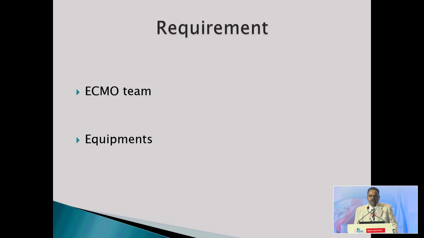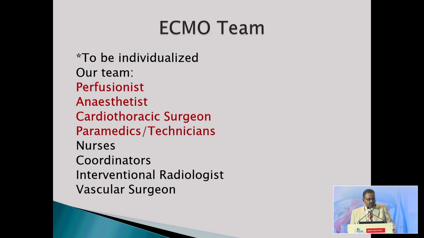The requirement can be broadly classified as the ECMO team and the equipments needed for transfer. For the ECMO team, each and every center has to have its own protocols. Our team consists of perfusionists. They are very important for transfer. Next is the anaesthetist, then the cardiothoracic surgeon, and the technicians. These people are mandatory. And when the patients go for primary transfer, that is initiation and the transfer, then we get our theatre nurses along with us, the coordinators, and as you saw in the morning, the interventional radiologist and also the vascular surgeon, depending on the situation.